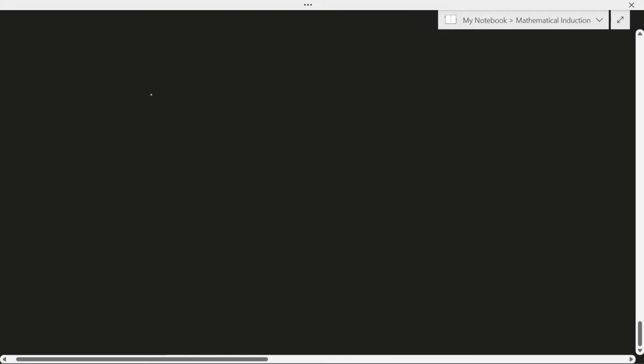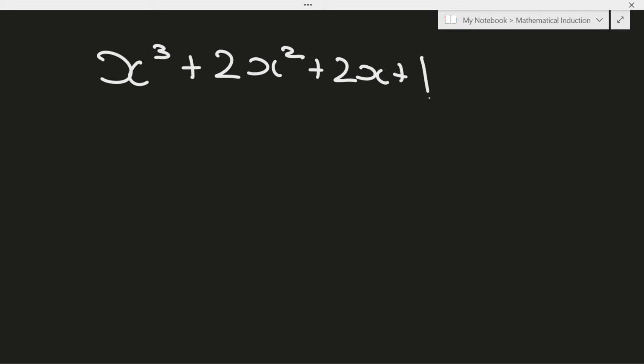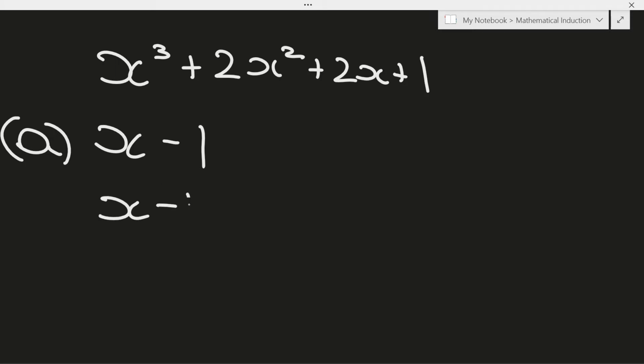So now, factor theorem. Let's start with this. Let's say we have x cubed plus 2x squared plus 2x plus 1. And we want to know whether x minus 1 is a factor. So when x minus 1 is equal to 0, x is equal to 1.